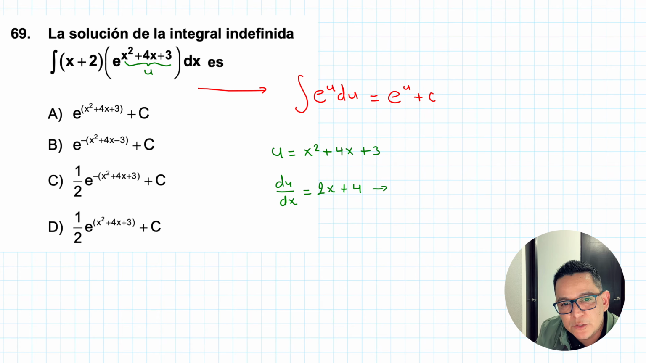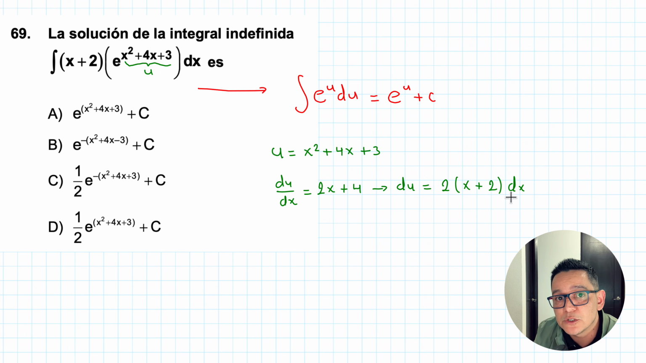Look, let me go ahead and do the following here. I'm going to write that du is equal to... I'll factor out a 2 here. So I get 2 times what? 2 times what equals 2x, that's x. And 2 times what equals 4, that's 2, right? I'm factoring this one, okay? I'll move the dx here. So du is 2 times x plus 2 times dx.